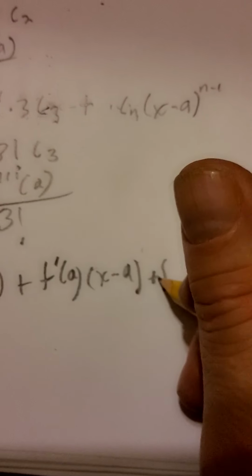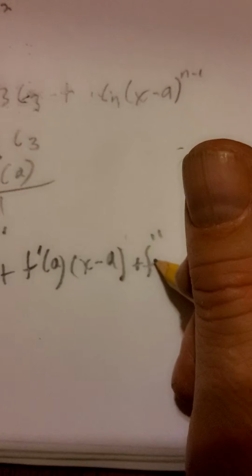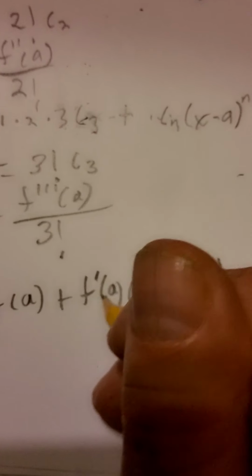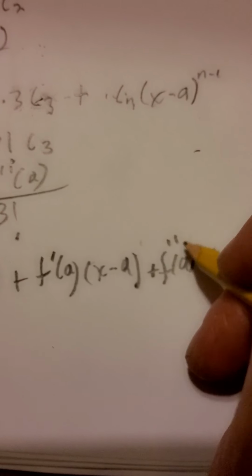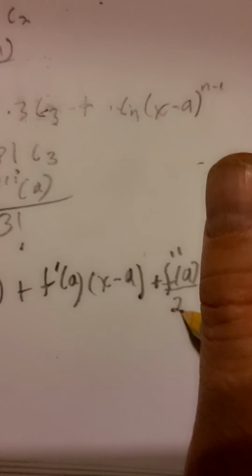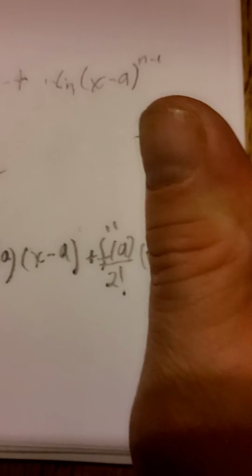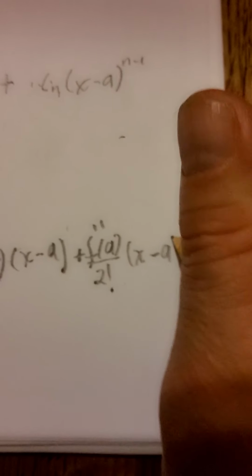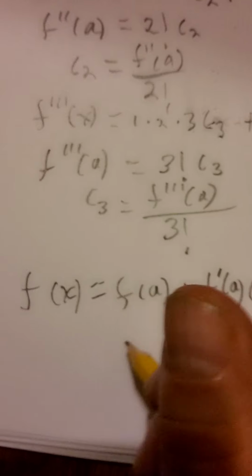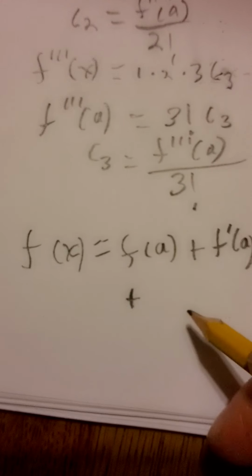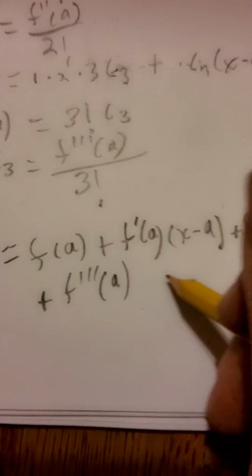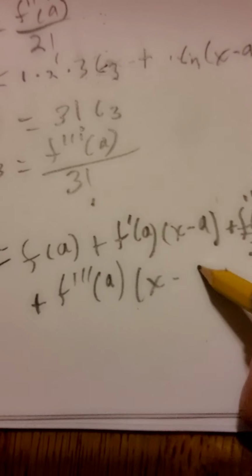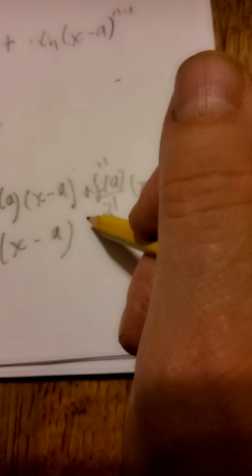Plus f double prime of a. You could write the previous term over 1 factorial, and you know, it's the same thing. This one is going to be f double prime of a over 2 factorial times the quantity x minus a squared, plus f triple prime at a over 3 factorial times x minus a cubed.